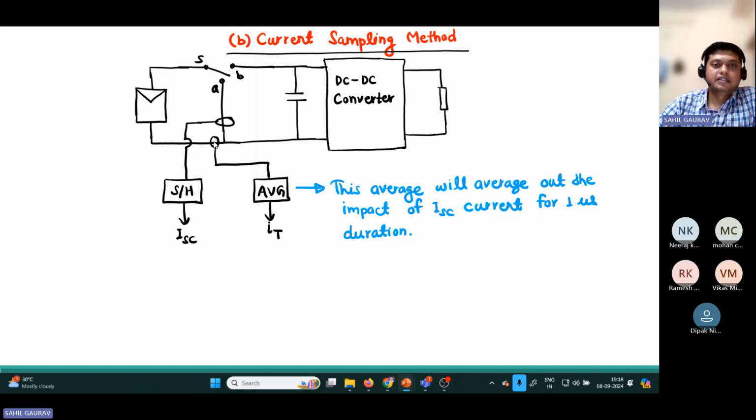Now how will we measure this current? We have to take the average. Why are we taking this average? When the switch is connected to point A, there is no current passing from the PV module to the DC-DC converter side. So this averaging block will average out the impact of the short circuit current for the 1 microsecond duration. That's why we are doing the averaging, and we get the same value as the previous one. So due to this switch, we have to add this averaging block here.